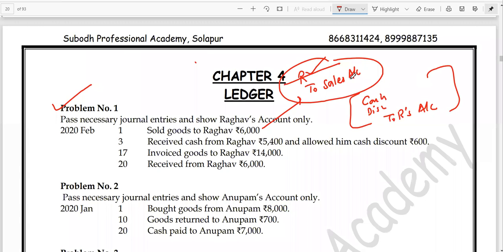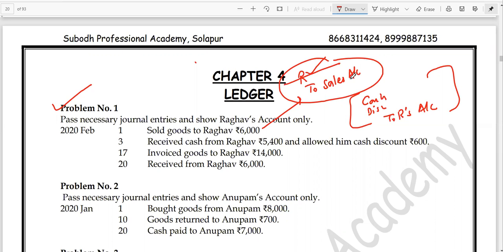I hope my speed is correct. Cash account debit 5,400, discount account debit 600 to Raghav's account 6,000. Okay. If you think I'm going a little fast, tell me so that I slow down.